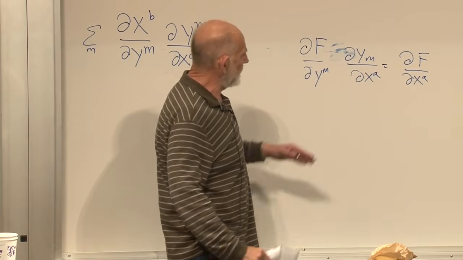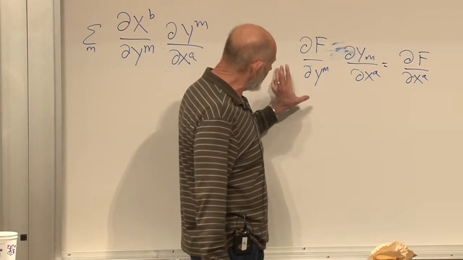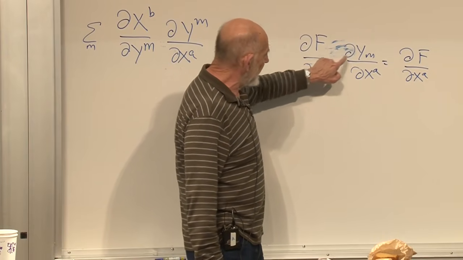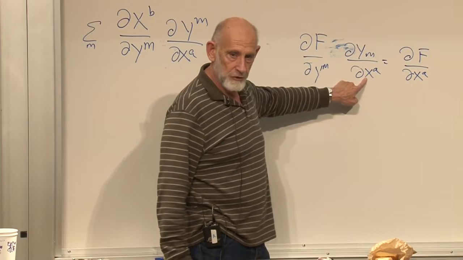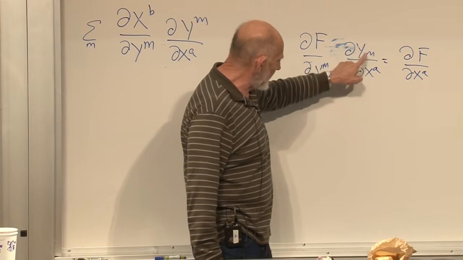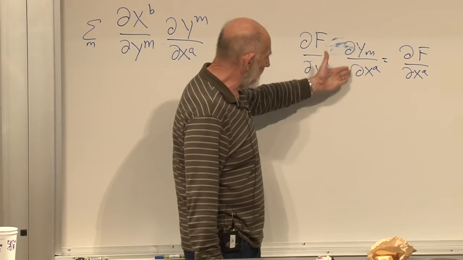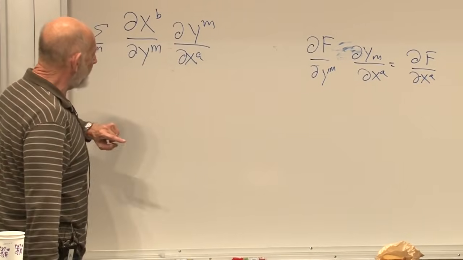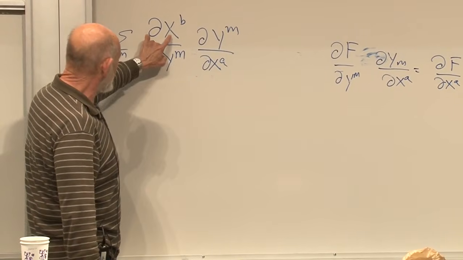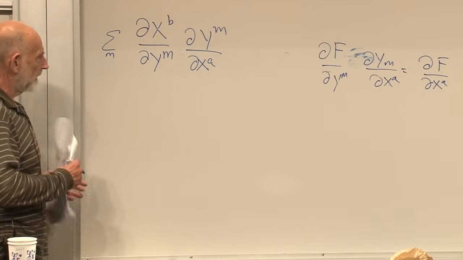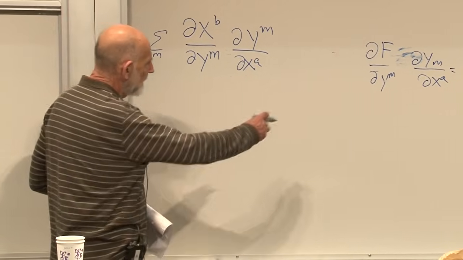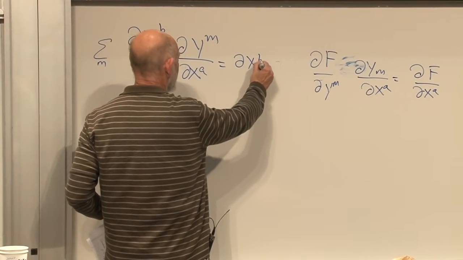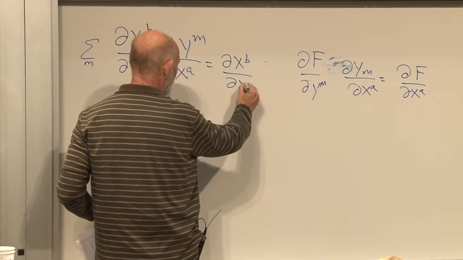This is the change in f when you change x^a a little bit, and it's been calculated by a sum of steps where first you change y1 a little bit in response to a change in x^a, then you change y2 a little bit in response to a change in x^a, and that gives you ∂f/∂x^a. Now, what if f happens to be x^b? Then, carrying out the formula, it tells me that it's the derivative of x^b with respect to x^a.